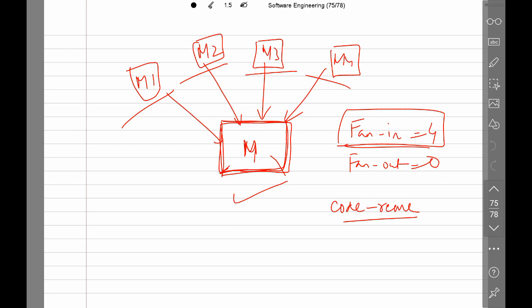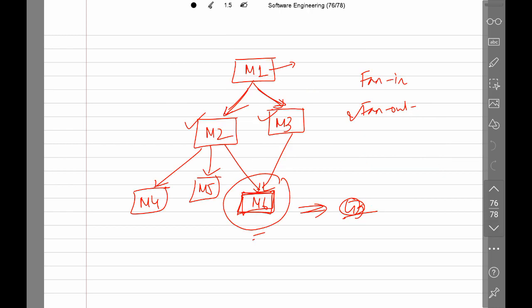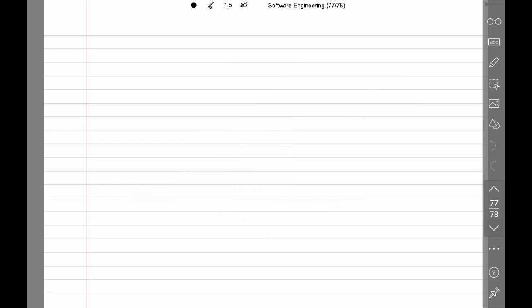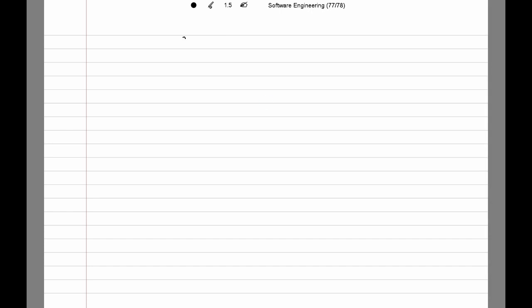We also discussed the concepts of fan in and fan out. I told you how you can identify a library module, right? If you have a module which has many fan ins but no fan outs, then that module has shared functionality, which is good because you are trying to reuse the code, right? So that's what we had done yesterday. Now today I'm going to introduce you to two concepts in design, and they are called cohesion and coupling.